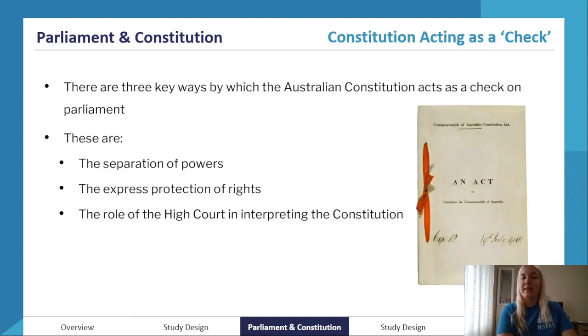So we've looked at all the three powers, and now we'll look at how the Constitution acts as a check on Parliament's lawmaking powers. So remembering back to when we looked at the study design, and I was explaining that this refers to how the Constitution is able to limit Parliament from corruption and being able to make laws as they please without any restraints.